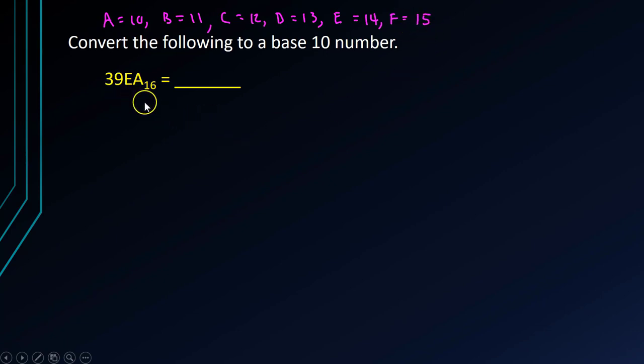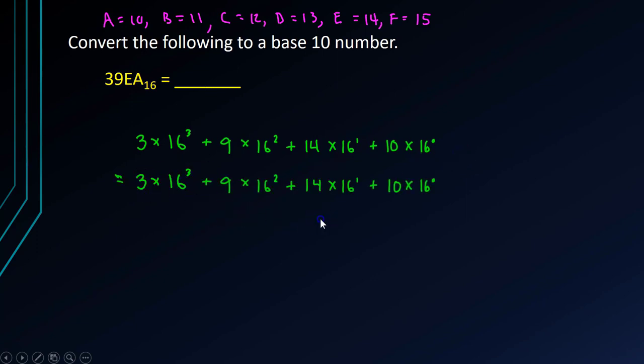And so when I break this down, this is the ones position, this is the 16s position, this is the 16 squareds position, this is the 16 cubed position. So I'm going to have 3 times 16 cubed plus 9 times 16 squared plus E times 16, with E again being 14. And I'm going to have A in the ones position, which is 10 times 16 to the 0 power. That's going to give me 12,288 plus 2,304 plus 224 plus 10. When I add those together, I get 14,826.